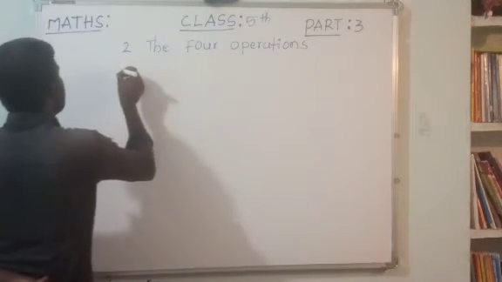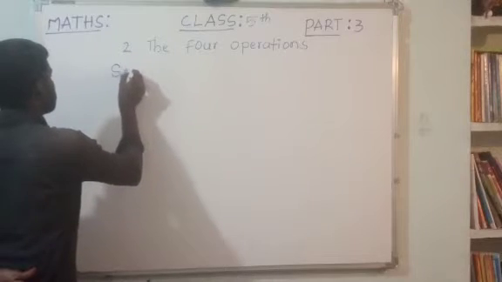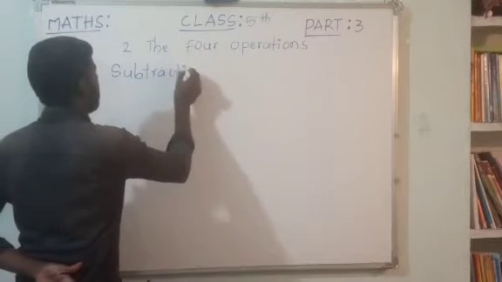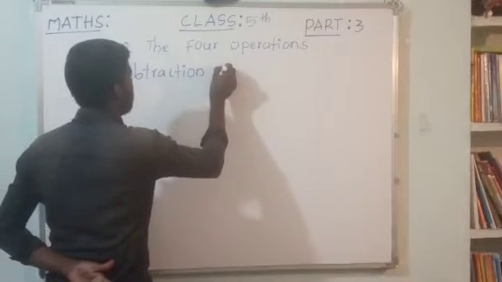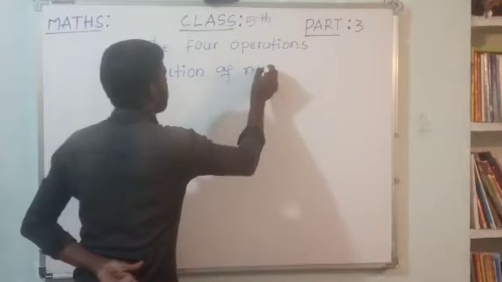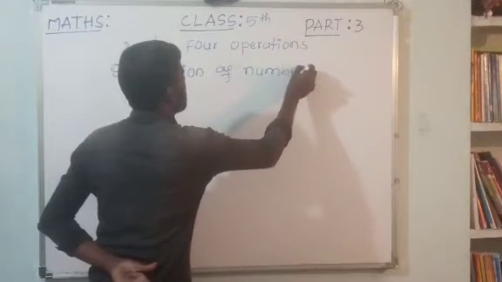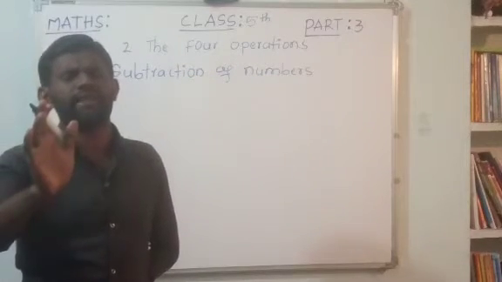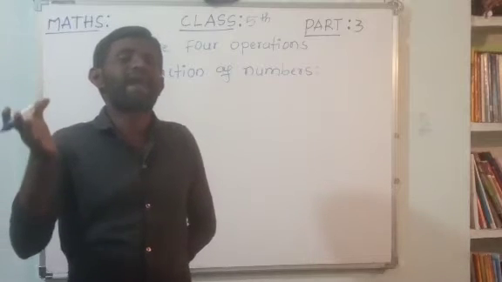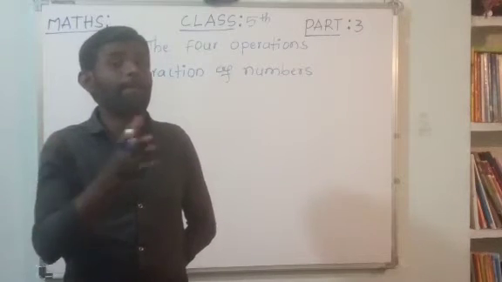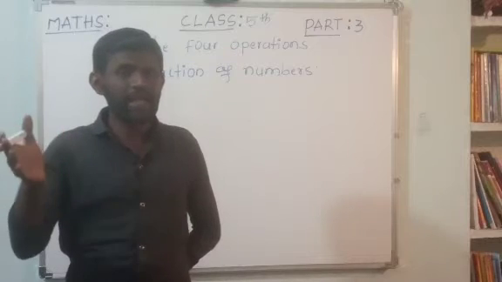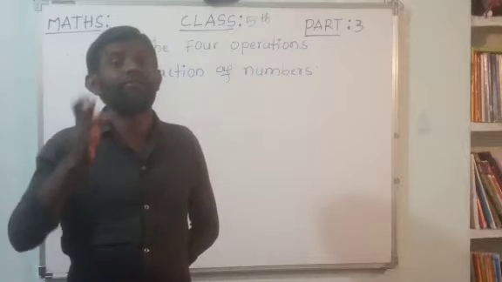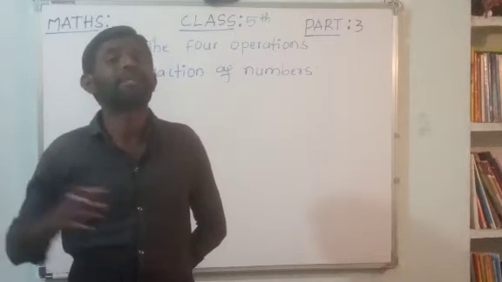Second operation, that is subtraction of numbers. Subtraction of numbers, you know that very well, dear children. Here you should remember, subtraction means subtracting a small number from a big number. Then give the symbol of the big number to the difference.